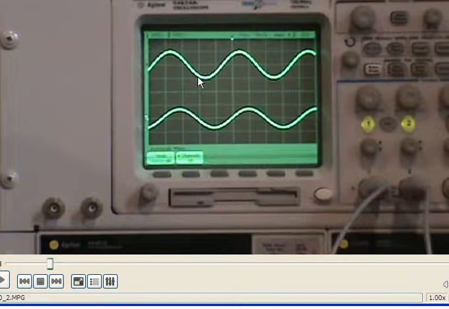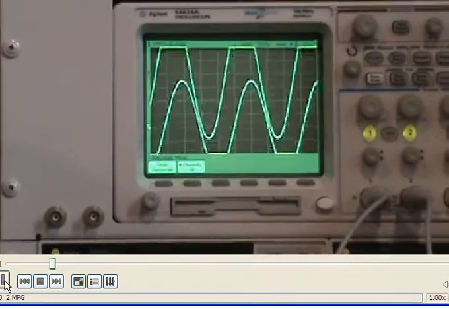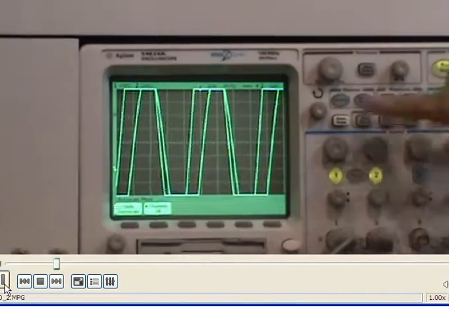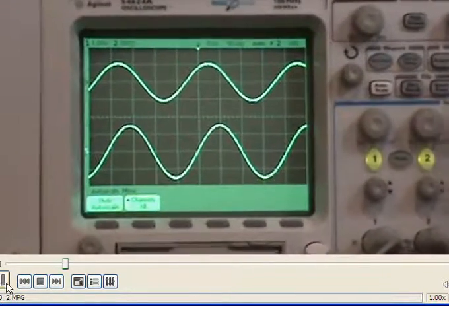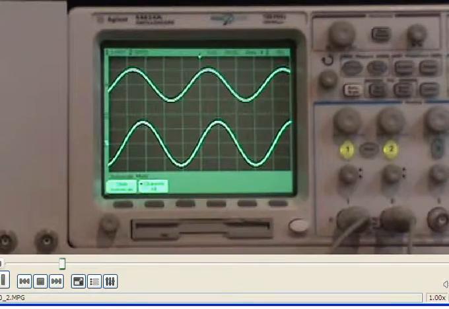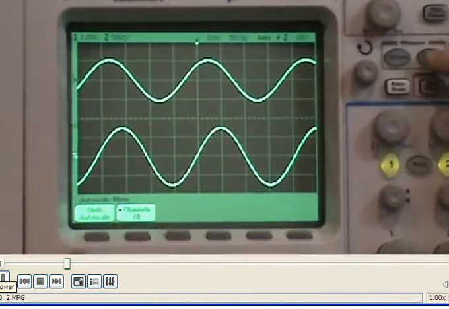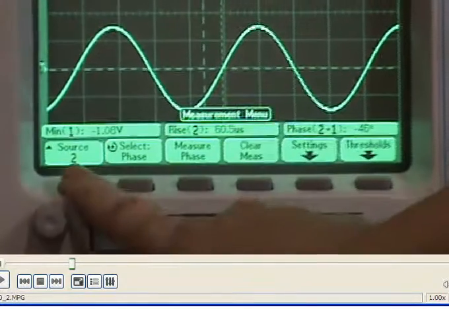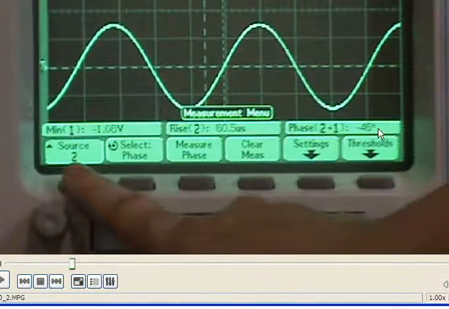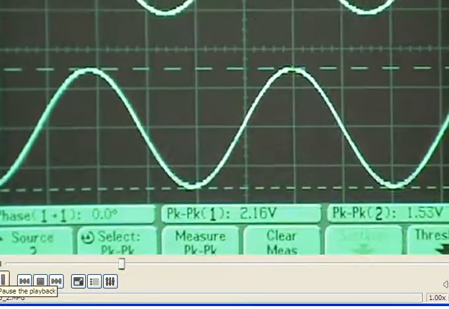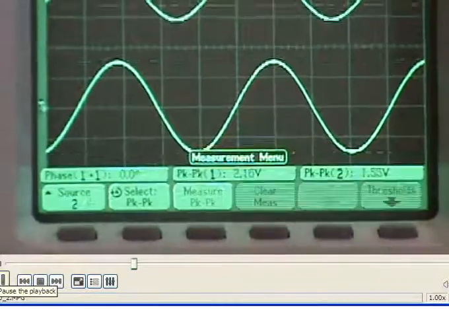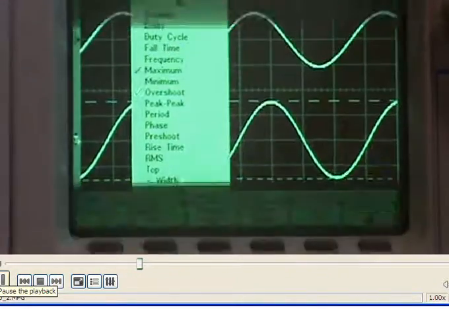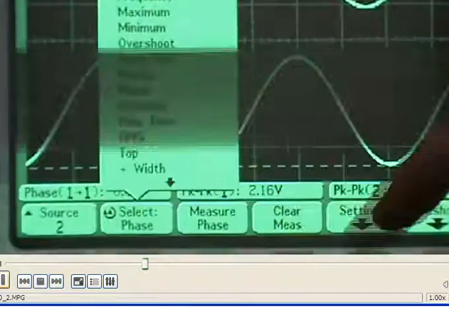So let's look at the waveforms on the oscilloscope. We have Vs and Vr. Here we need to adjust the frequency and measure the phase angle of the resistor voltage. So auto scale, then quick measure. Source 2, we can see the phase angle here. So we can select the phase angle. Click on select, then phase, measure phase.